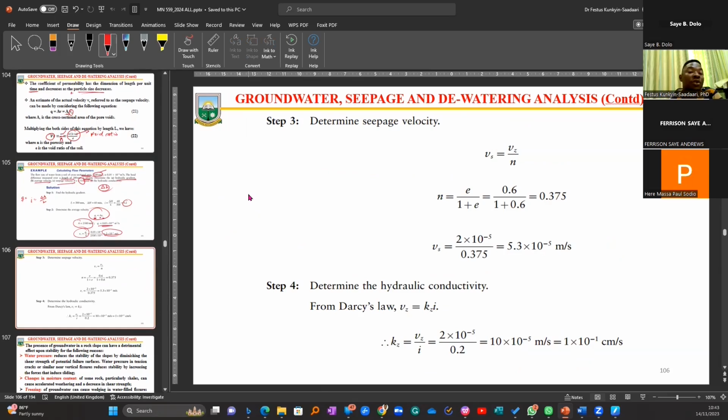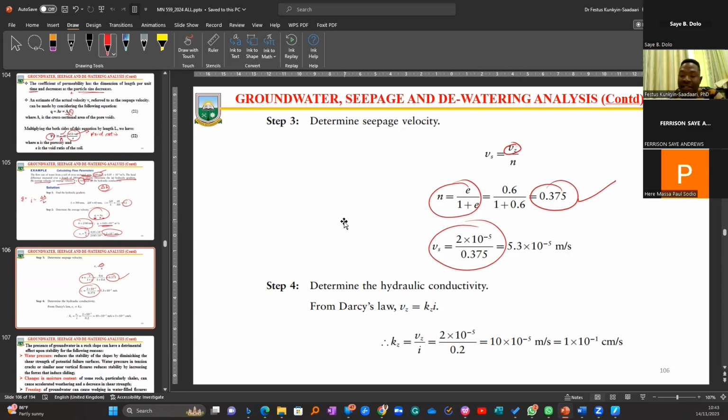So we are being told to compute the seepage velocity. To determine your seepage velocity, you need the average velocity divided by your porosity. But remember, we were not given porosity in the question. Rather, we were given void ratio. And void ratio and porosity have a relationship, which we saw earlier. And so that relationship is this. And so now we have this value, which is our porosity. So now we can come back to this expression and work out our seepage velocity.